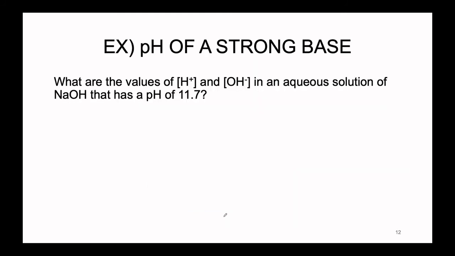All right, so let's look at an example problem that links these pieces together, the pH and the pOH. What are the values of the concentration of H+ and the concentration of OH- in an aqueous solution of NaOH that has a pH of 11.7? So here we are looking at something that is very basic. Your pH is more towards the 14 side, meaning that you are working with a base. This makes sense since sodium hydroxide is a very well-known strong base.